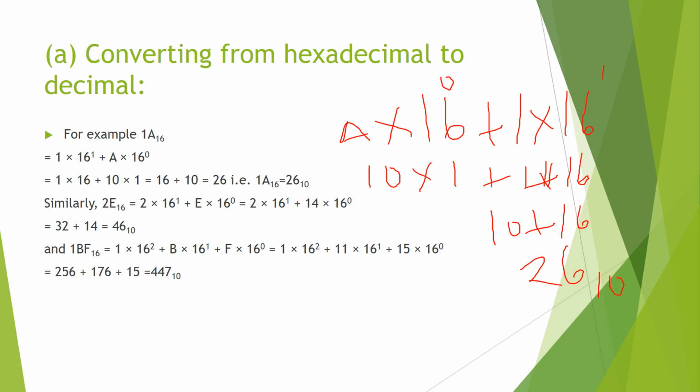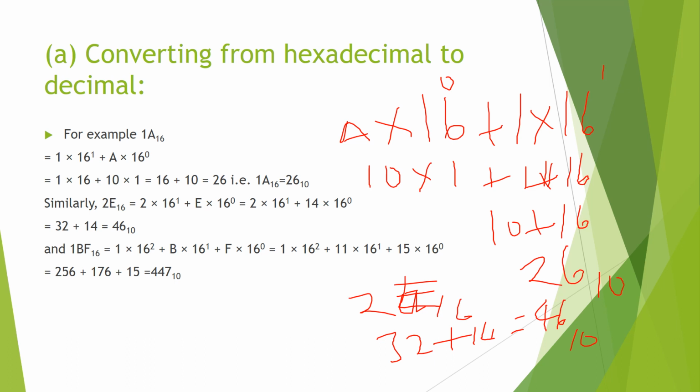And similarly we have the other ones, which is maybe for instance a 2E. Also we can use the same knowledge. 2E base 16. So the first one, remember E, we are going to multiply it with the place value of 1, which is E times 16 raised to power 0. And remember in our case E is a 14, and then 2 times 16 becomes 32 added to 14, which gives us a 46 base of 10.